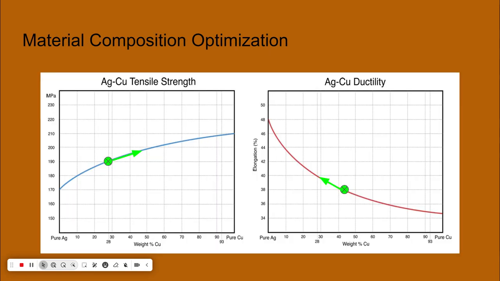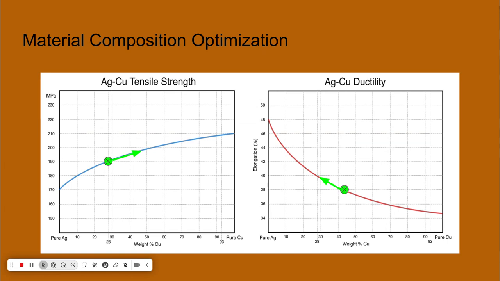And then finally, for material composition optimization, it wants a strength that is over 20 MPa stronger, but a ductility that's still above 38%. So I've got the 2 points there marked on the graph. The ideal concentration is anywhere between 72% and 57% silver, or 28% and 43% of Cu.